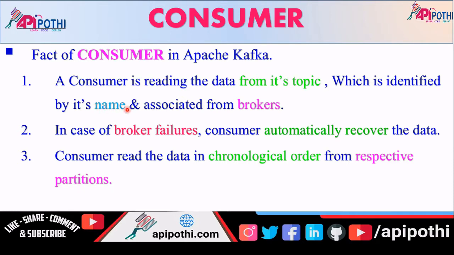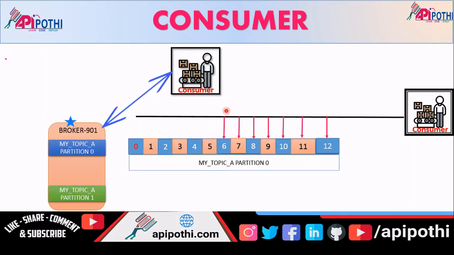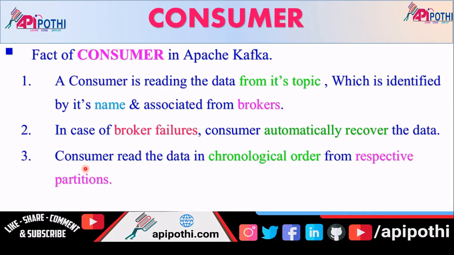And obviously we know that the topic is associated with the broker. So if you go with this figure now, you will have the broker 901. Inside the broker you will have my topic A partition 0, my topic A partition 1, and this is the consumer which is actually consuming the data. So basically the idea is that your topic comes under the broker, and that topic is also divided into multiple partitions. That is the reason we say the topic is associated with the broker, which is very obvious.